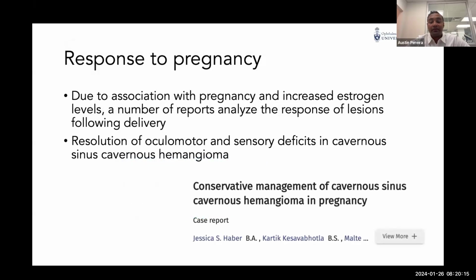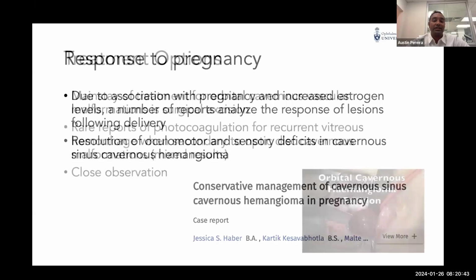Luckily for our pregnant patients, though, due to the association between pregnancy, estrogen levels and the growth of cavernous hemangiomas, a number of reports analyzed the response of these lesions following delivery. A number have demonstrated resolution of the oculomotor and sensory deficits in cavernous sinus cavernous hemangiomas and optic disc cavernous hemangiomas after pregnancy. So if there are no complications with these lesions following pregnancy, there's usually regression of the lesion.